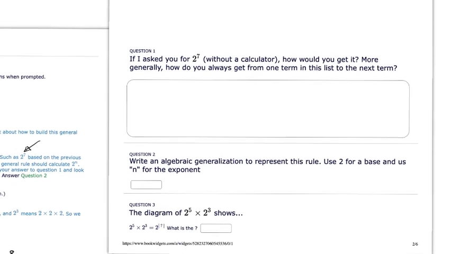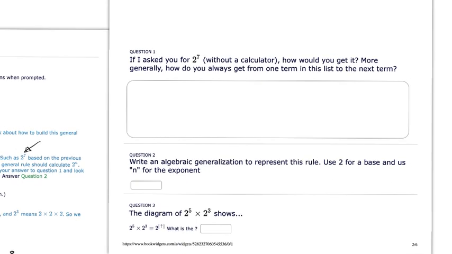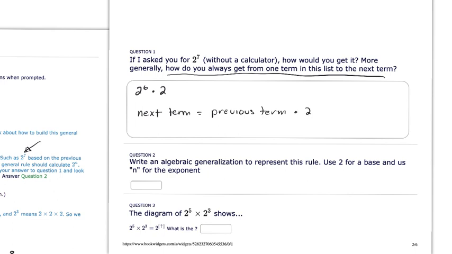So if I was asked to figure out 2 to the 7th, I would do it by taking 2 to the 6th times 2. And then more generally, how do you get from one term to the next? The next term is equal to the previous term times 2 would be a great way to express it in words.